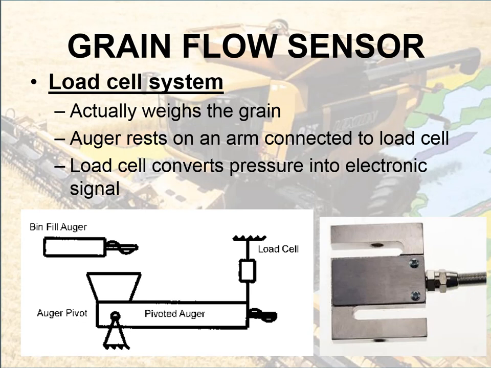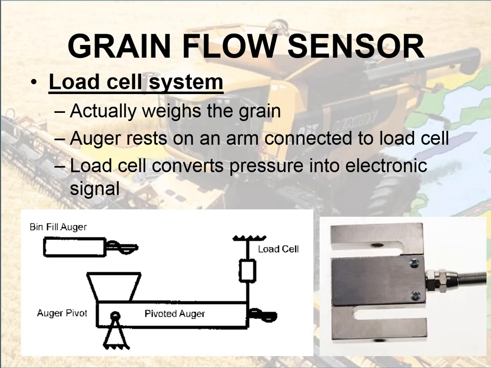So you can see the auger rests on a pivoted arm, and on the other end is a load cell. That load cell converts the pressure, or the weight being applied, into an electronic signal, which we can then calculate and turn into bushels. Precision Planting looked at something similar, measuring the amount of grain in the combine and just weighing it out. They found out it was too hard. So this is an idea that was out there, but I have yet to see one actually in place. Still, it's worth noting.